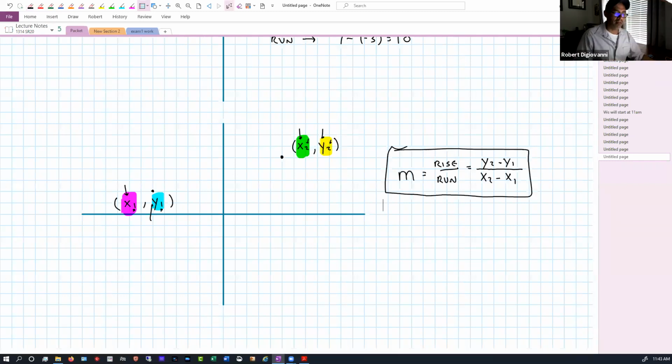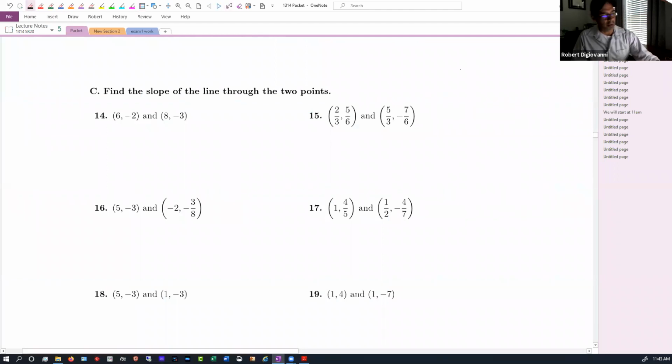Okay, so let's go back to the packet. And I'm going to jot the formula down here. If we ever want to find the slope, we just take the difference in the y coordinates and divide it by the difference in the x coordinates. So it says here to find the slope through these 2 points. They give us 2 points, and they want to know what the slope of the line through those is. So I'm going to start off by labeling these points. I'm going to call this x1, y1, and this one x2, y2. I'm choosing to label it that way. And now I just apply the formula.